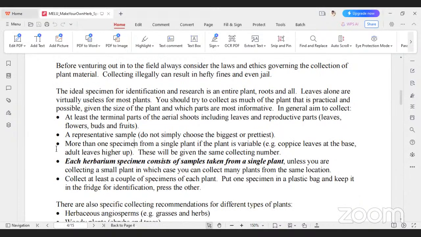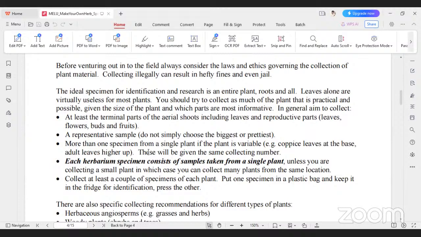Actually, what we have done so far for the preparation of your herbarium is to pick up just one twig. But if a number of different characters are there, you can pluck one with only vegetative parts, one with only flower parts, and one with vegetative and flower parts. You can collect in different modes also. So this is more than one specimen from a single plant.